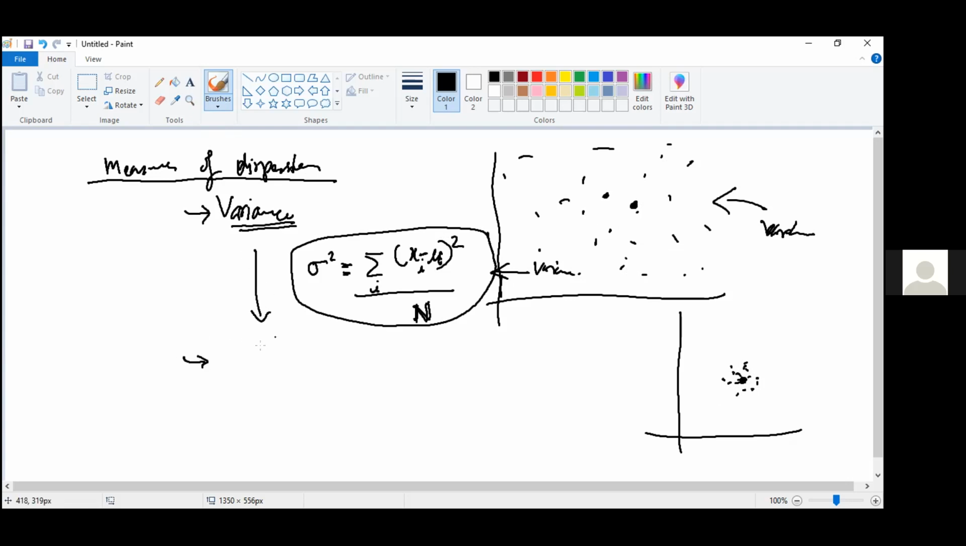Now, related to this variance is standard deviation. Standard deviation is nothing but the square root of variance. Okay, can anybody tell, if we already had the variance term that gives us the idea about the dispersion of the data, why do we need standard deviation?